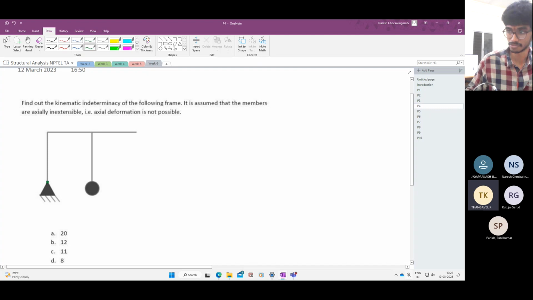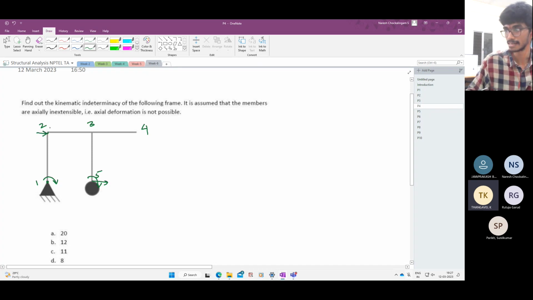Here, let me denote the degrees of freedom. So can this move? No, there's no translational degree of freedom. It only rotates. Let me call these points 1, 2, 3, 4, 5. So this can rotate. So there is theta 1. And here it can translate and rotate. So what are the, yeah, that is fine. Here also, here what do we have? Here can it translate?